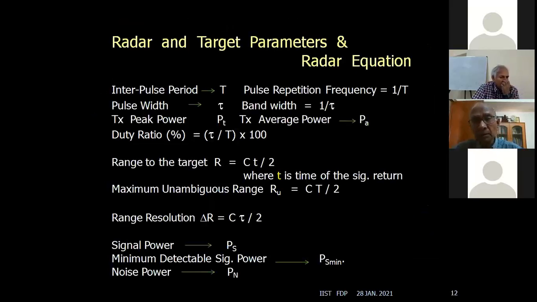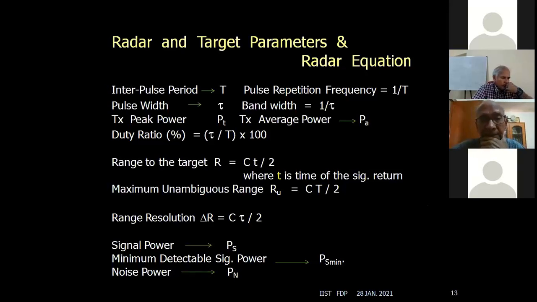So these are some of the important radar parameters and the target parameters. How the radar parameters are related to the target parameters. So the first is the interpulse period. So you will be sending the pulses intermittently.